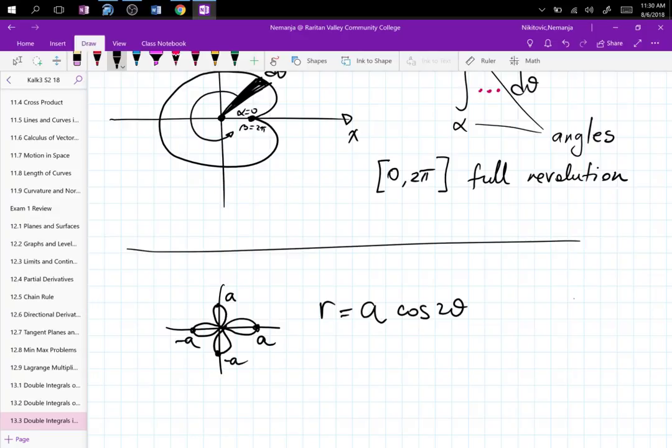So if I have 3 theta over here, you will have 3 petals. If you have 5 theta, you have 5 petals. If you have 6 theta, you have 12 petals. So the even numbers double the amount of petals, and the odd numbers keep the number of petals as you see in the formula.